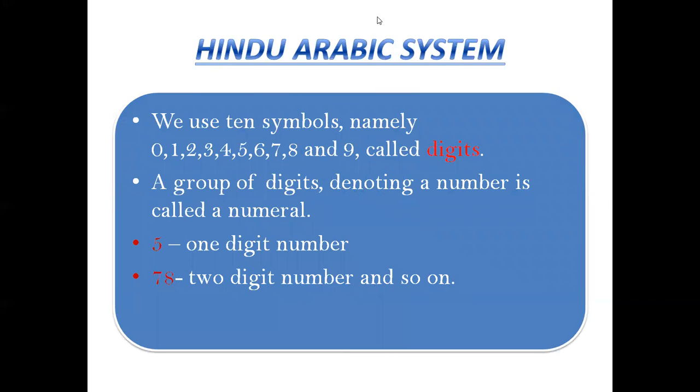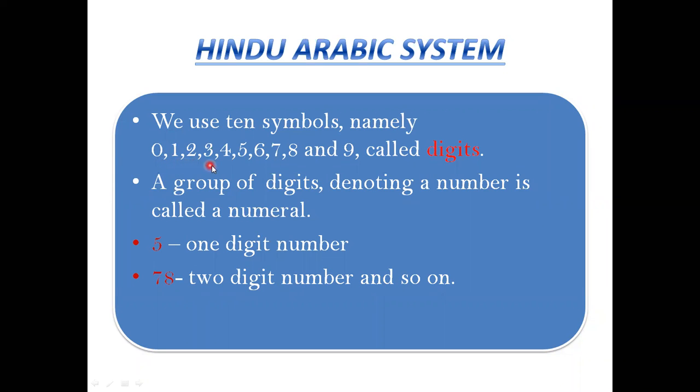Hindu-Arabic system. We use 10 symbols to write in the Hindu-Arabic system. What are they? 0, 1, 2, 3, 4, 5, 6, 7, 8 and 9. These are the 10 symbols we use, and these 10 symbols are called digits. A group of digits is called a numeral.